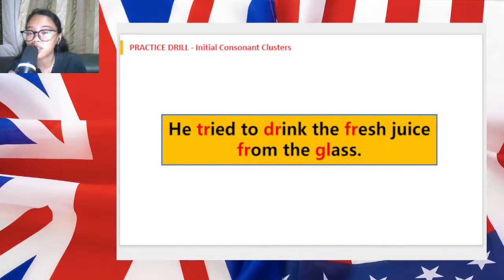So GL is the sole L sound here. The rest has an R sound, really, just paired with another consonant sound. Again, this is: He tried to drink the fresh juice from the glass.